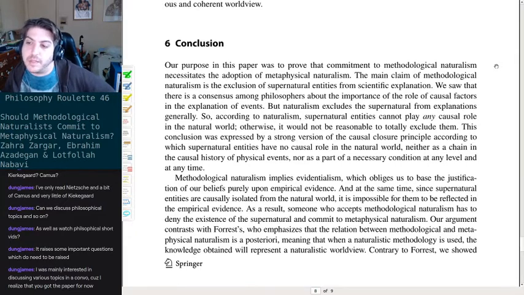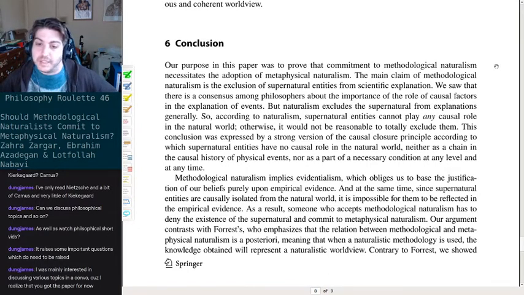The main claim of methodological naturalism is the exclusion of supernatural entities from scientific explanation. We saw that there is a consensus among philosophers about the importance of the role of causal factors in the explanation of events, but naturalism excludes the supernatural from explanations generally. So according to naturalism, supernatural entities cannot play any causal role in the natural world, otherwise it would not be reasonable to totally exclude them.